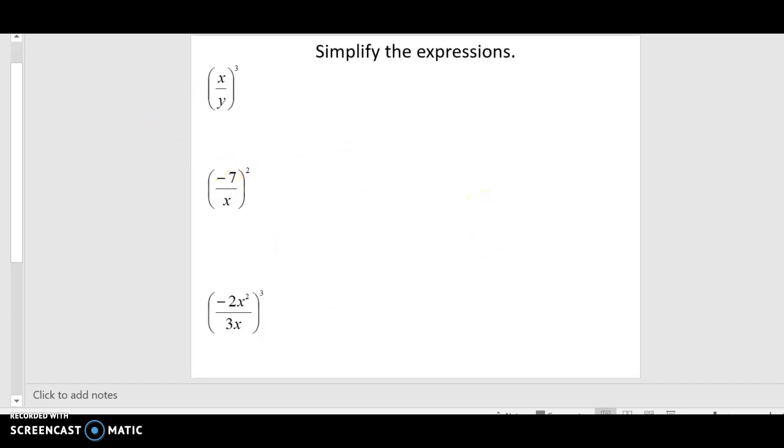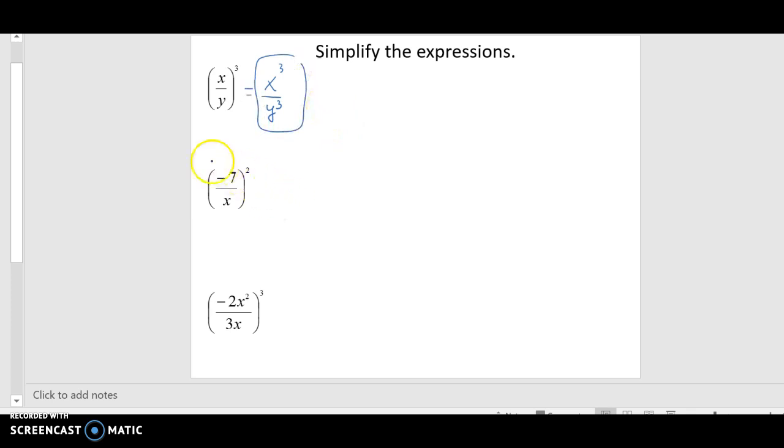The first one, very easy. X over y all to the third power. So everything in this quantity or parentheses is going to be raised to that third power. And that would be all I get.